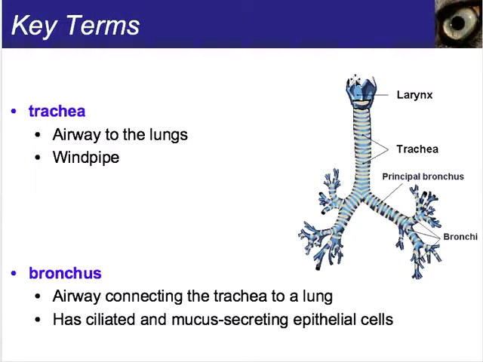So here we go. Here's your larynx. And then you have your trachea, which is also called your windpipe. And this is the cartilage-reinforced tube that leads into your lungs. Within your lungs, you have two bronchi, or here they call it a bronchus. And this basically is the airway connecting the trachea to the lung.